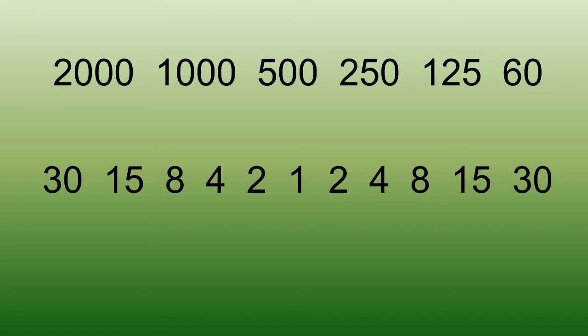And what do these numbers mean? What do they represent? What does 1000 represent, or 500? Well, what these numbers represent are actually fractions of a second. So 2000 is 1/2000th of a second. 1000 is 1/1000th of a second. 500 is 1/500th of a second, and so on down the line.